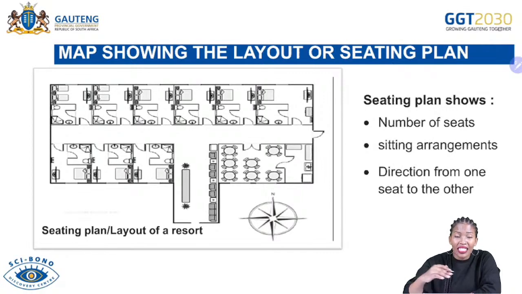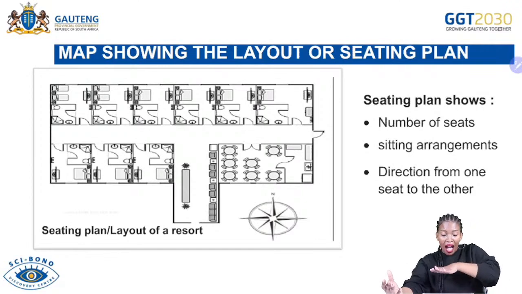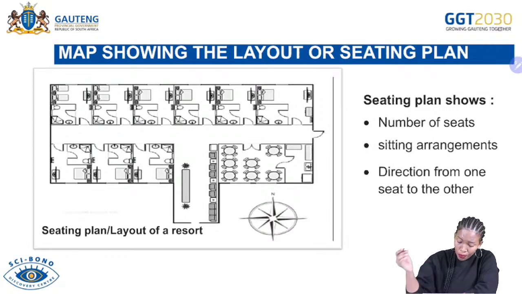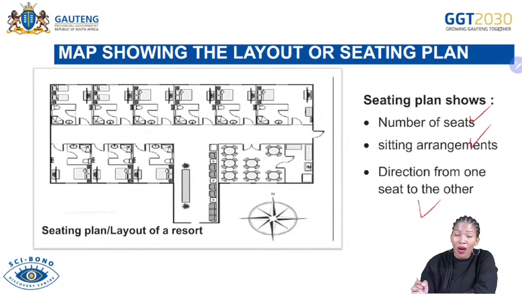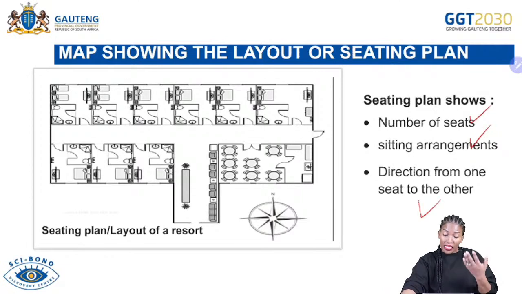It's actually the layout, or it can be a seating plan. It is showing us how the furniture is organized in that particular guest house. What we can see here, we can identify the number of seats, the seating arrangements, the direction from one seat to the other. The possible questions you can expect from a plan: they can ask you to give the number of seats that are available on the plan. Since this one even has a compass direction, they can ask you to give the general direction of one bedroom in relation to the other.